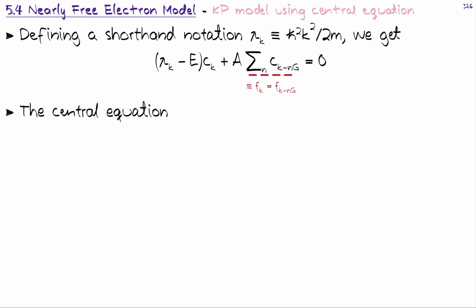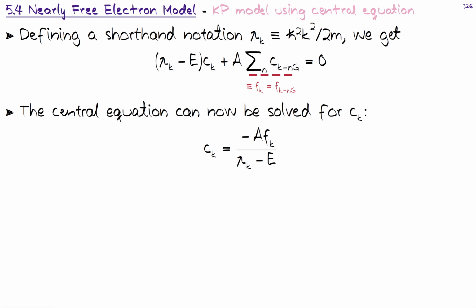We proceed in solving this central equation. What we want to know are the c_k's, because once we know the c_k's, we can describe the wave function using them, since that is all the information we need to compose the wave function in reciprocal space. So we can solve the above equation with respect to c_k, and that will be equal to minus A times f_k, the summation over n, and on the denominator we have lambda_k minus E.